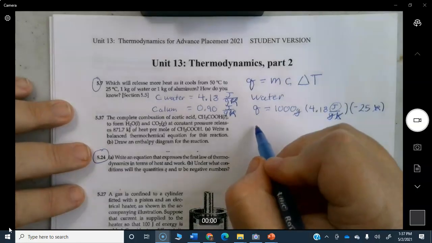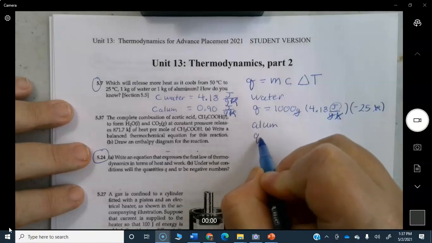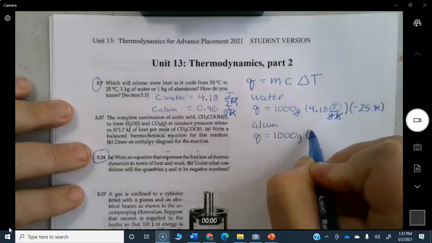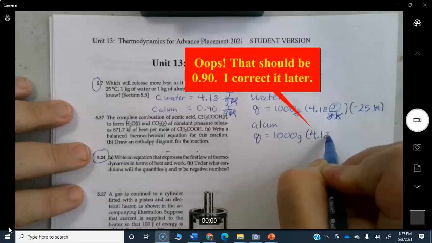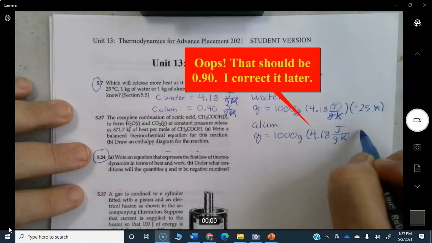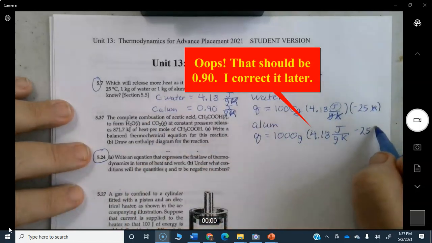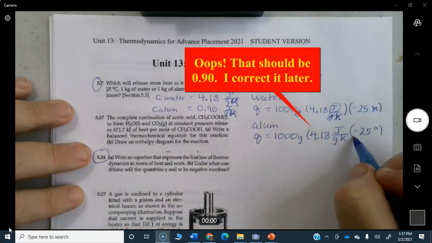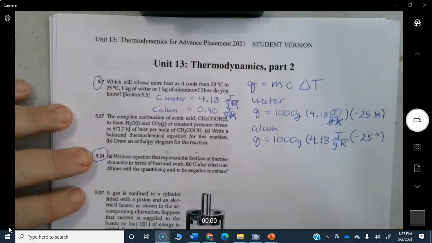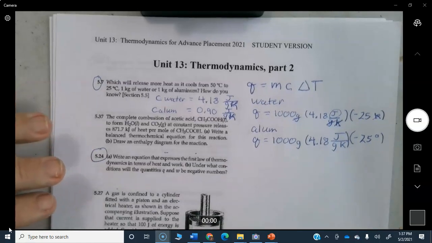All right. For aluminum, we have Q equals, it's the same thing, a kilogram. So that's 1,000 grams times 4.18 joules per gram Kelvin. It's also minus 25. They're asking about how much heat comes out of each of those with a 25 degree temperature change. The sign is going to be negative because that means heat is coming out. Okay, so you can go ahead and do the calculation on this.